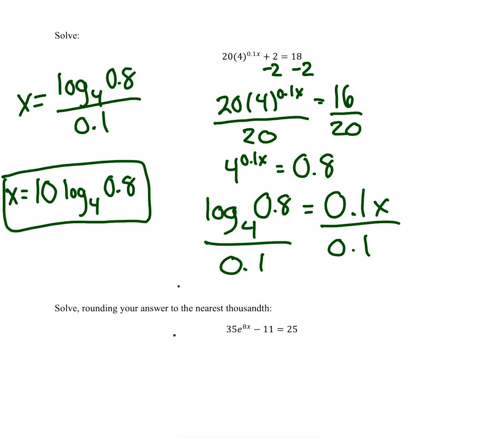I want you guys to try that second one by yourself. So pause the video, take 3 to 4 minutes, and try that second one.